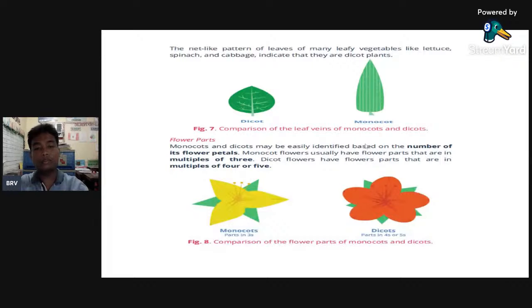Monocot flowers usually have flower parts that are in multiples of 3. So the monocot is in multiples of 3. Dicot flowers have flower parts that are in multiples of 4 or 5. Look at the flowers of monocots: multiples of 3. And then the dicot: 4 or 5.